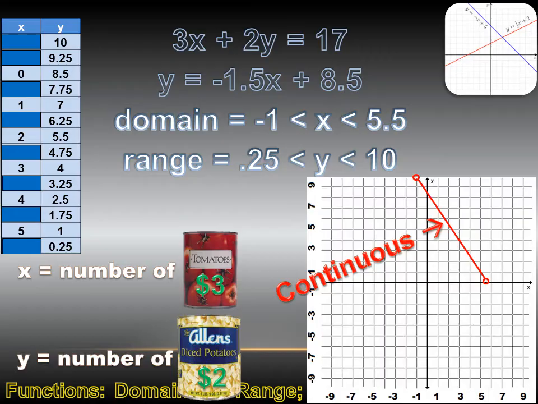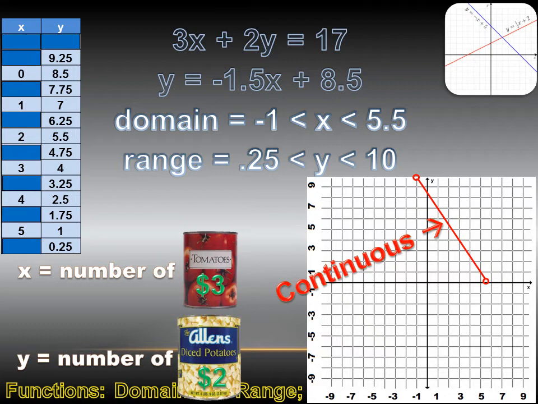Now let's look at our range. This first value, 10, this first member of my range, results from an x value, or a domain value, that we had to remove. And if we don't have an input value, we can't have an output value, so I've got to get rid of that 10.